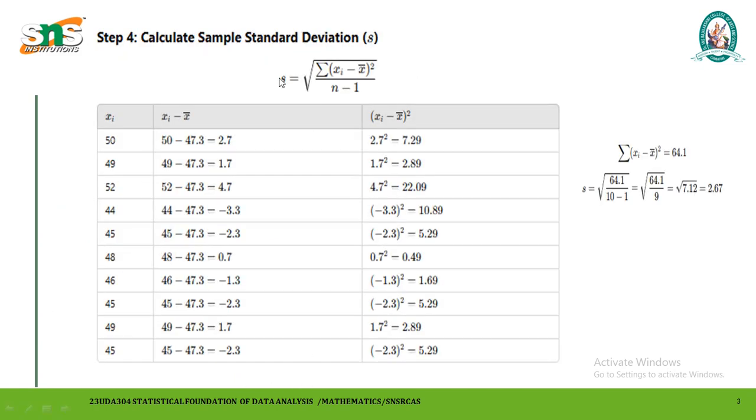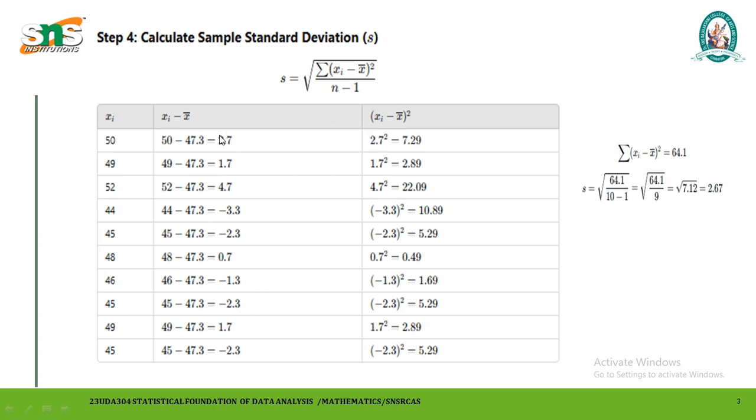Next we are going to find the sample standard deviation, that is the value for s. The formula for s is the root of summation of xi minus x bar the whole square divided by n minus 1. In the first column we write the x values given in the question, and next we find x minus x bar. In the previous step we calculated x bar as 47.3, so we subtract that value from the x values. After subtracting we obtain the xi minus x bar values.